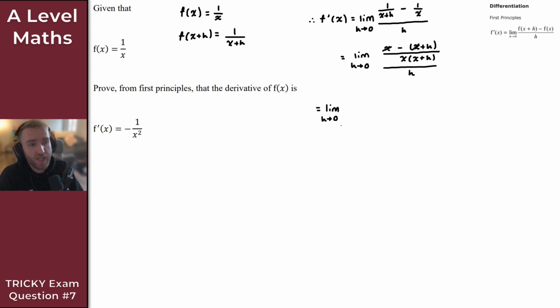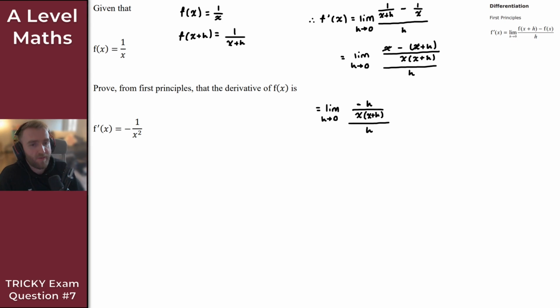It is really tedious, I promise you. I know how bad this is, but you just need to do it each and every time. Of minus h then. So we get minus h here all over x times x plus h. So x times x plus h. And that's all over h, okay?